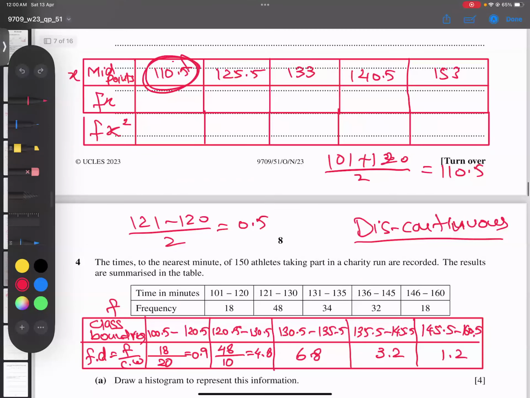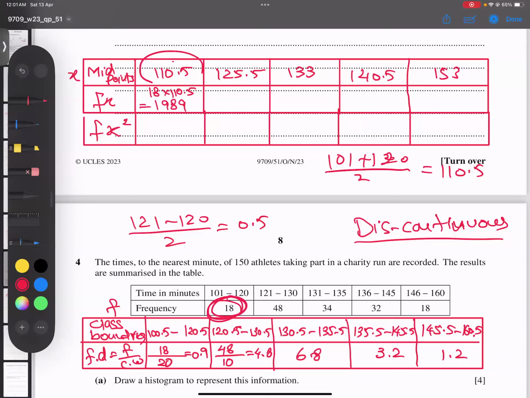So this is x, I take it and multiply by f, which is 18. So 18 times 110.5. Let me write slightly up. Then I show you 18 times 110.5. Wait a minute, let me check. 18 times 110.5, and this is giving me the value 1989, I believe.